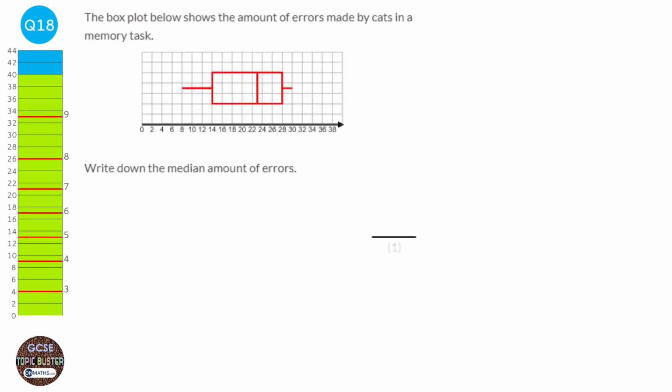The parts of a box plot are that the lowest value is on this side here. The lower quartile is this bit here. The median is this bit here, upper quartile, and then the highest value. So the median is this part here, and we can see that is at 23. So the median is at 23.